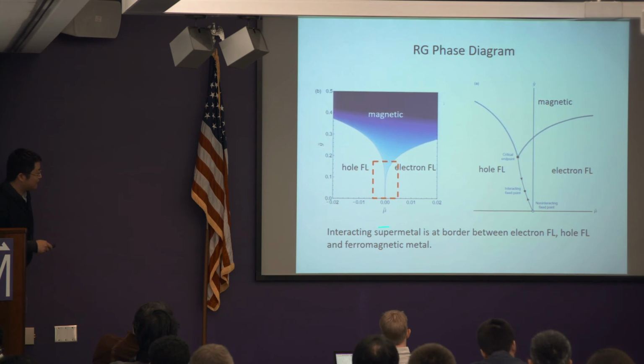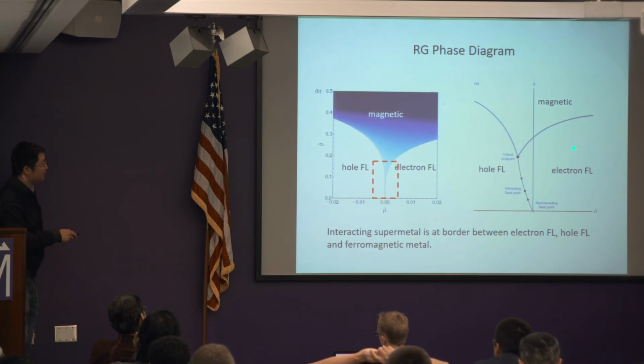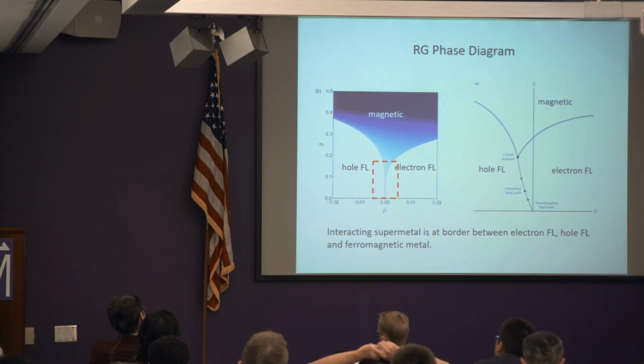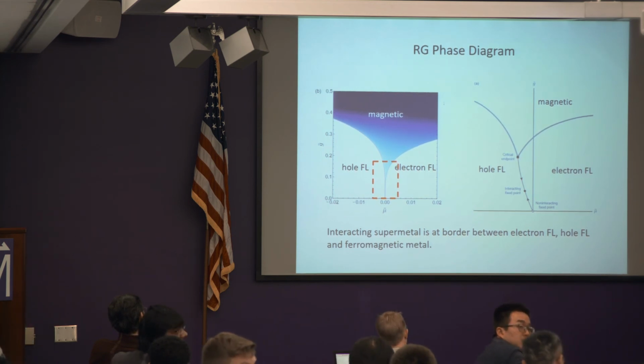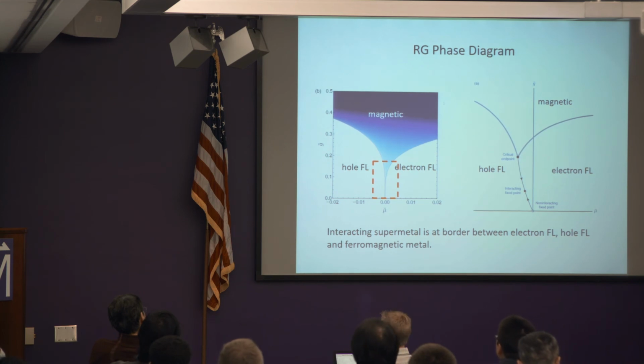So the point is that this supermetal really is a state that is intermediate between the electron Fermi liquid, hole Fermi liquid, and the ferromagnetic states. The end of this line is partly a speculation. This end of the line is when interaction becomes sufficiently strong, but one natural speculation here is that this line joins the ferromagnetic region. Yes, Sri? That's actually right. I'll talk about that later.